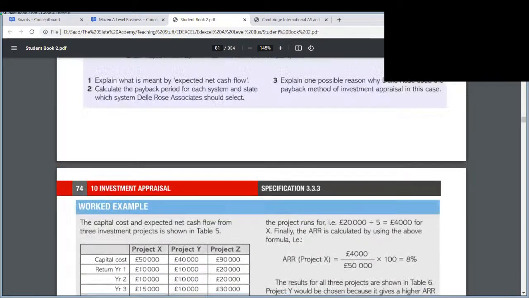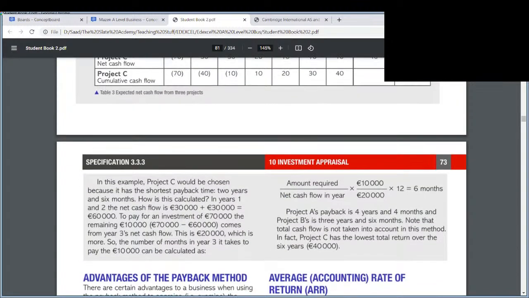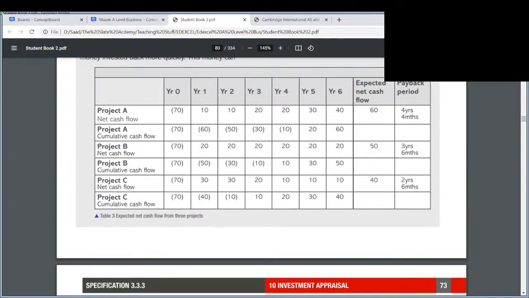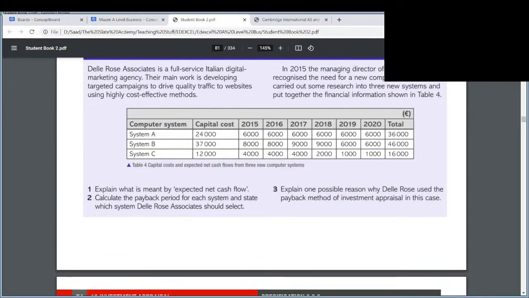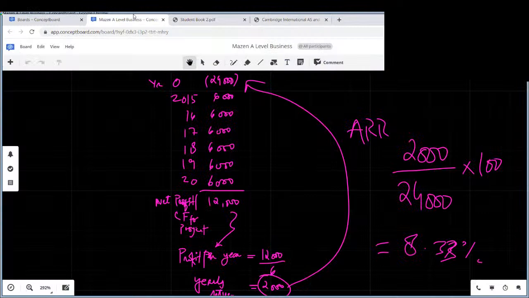Okay. So right now we did which one? Next, this one. So let's do it for system B. If they invest in computer system A, their return would be 8.33% per year. Okay, let's see what would happen if they invest in system B.